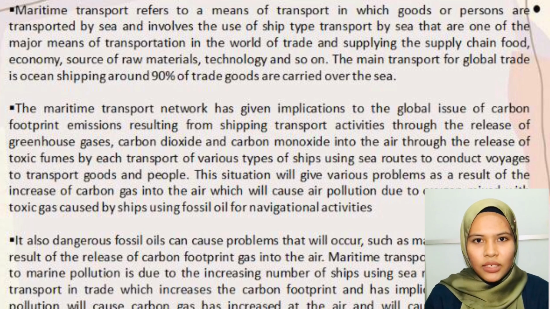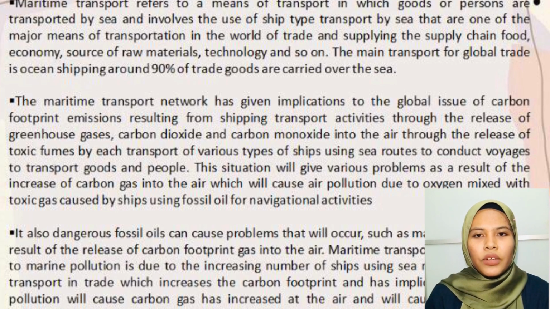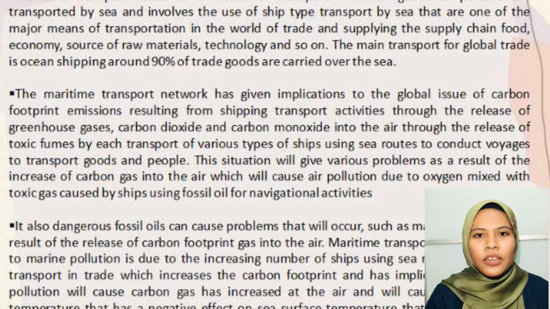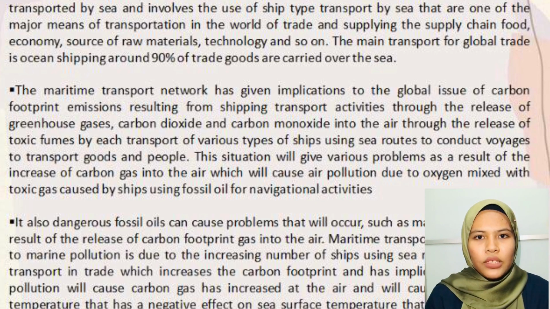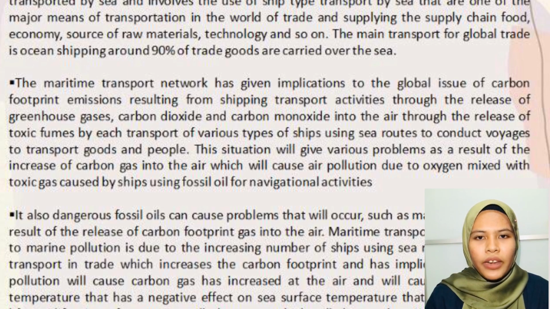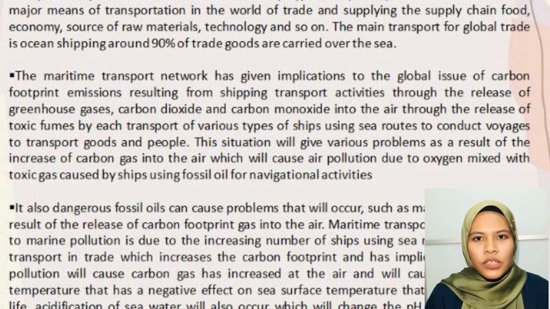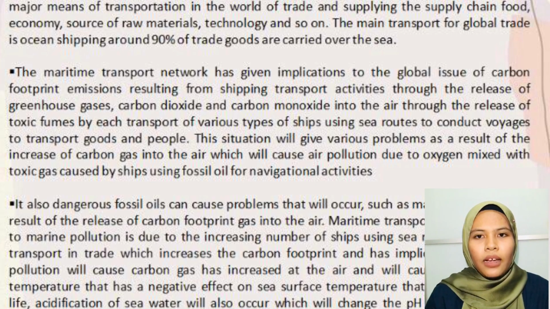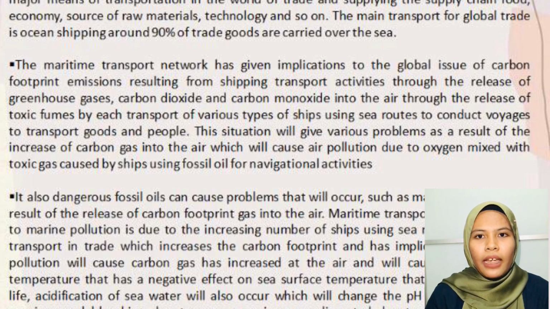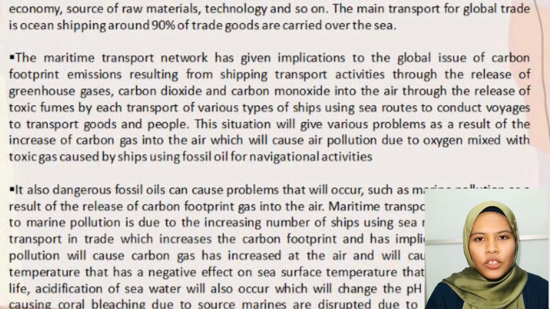This situation will give various problems as a result of the increase of carbon gas in the air, which will cause air pollution due to oxygen mixed with toxic gas, because ships use fossil fuel for navigation activity. Dangerous fossil oil can also cause problems such as marine pollution as a result of the release of carbon footprint gas into the air.